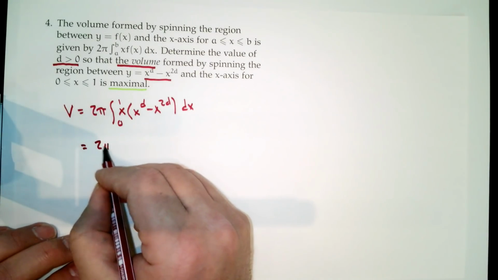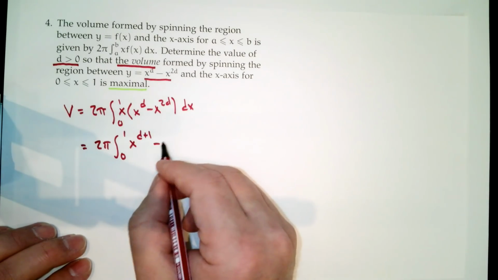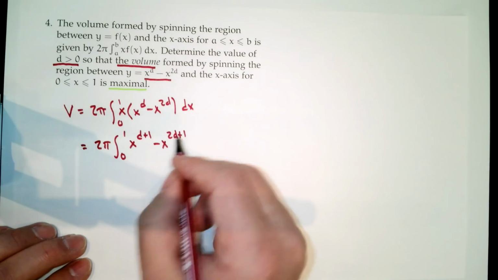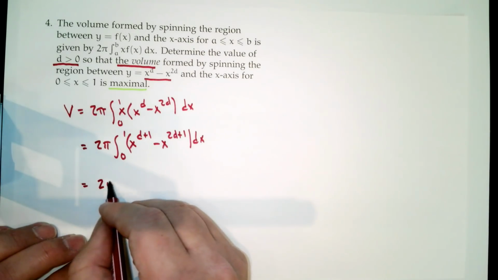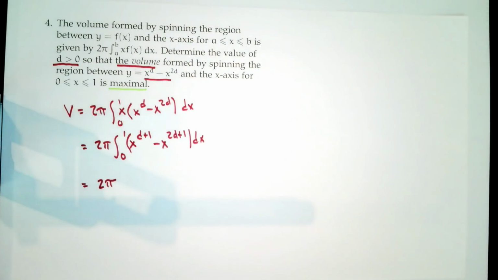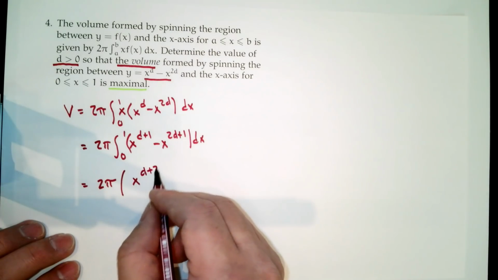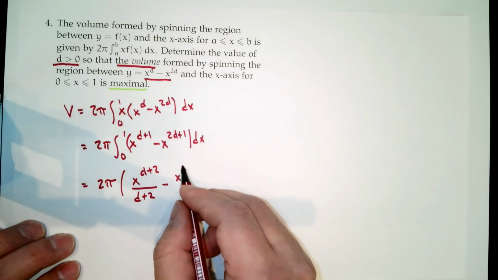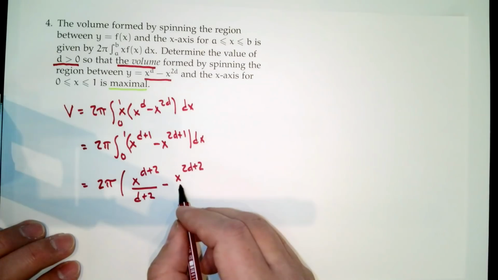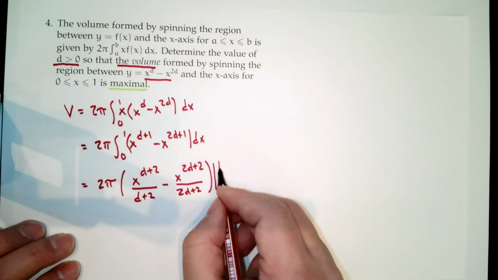So we have 2 pi integral 0 to 1, x to the power d plus 1 minus x to the power 2 times d plus 1 dx. And you'll notice that this type of integration is one of our favorites, x to a power. We like x to a power. So when I integrate, I'm going to add 1 to the exponent. So in the first case, it'll be d plus 2, and then I divide by d plus 2. And in the second case, I'll add 1 to the exponent and get 2d plus 2 divided by 2d plus 2, and evaluate from 0 to 1.